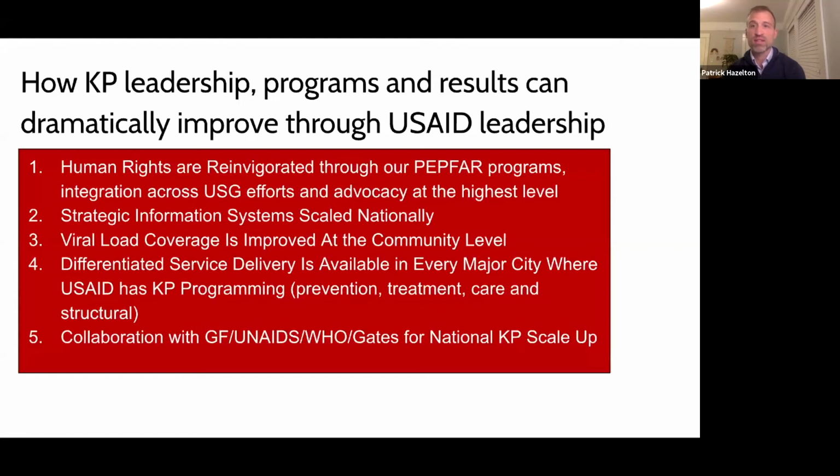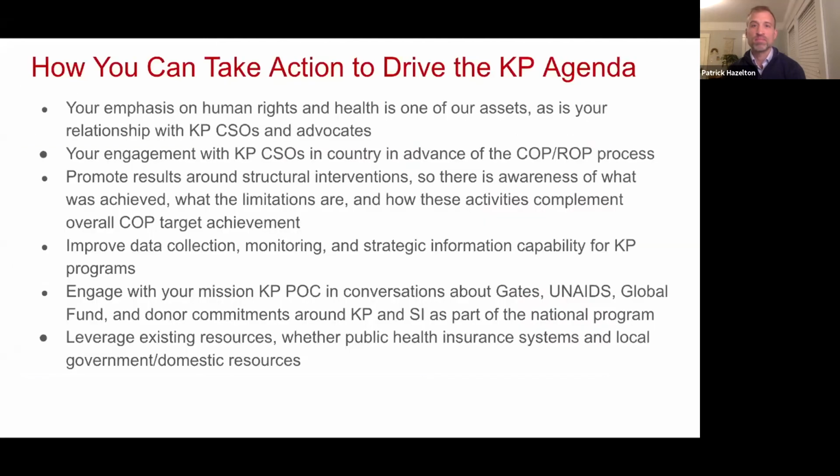Strategic information systems scale-up is quite an important element, and the DHIS2 e-tracker system that I just mentioned is one component of this. Viral load coverage is increasingly being reported on and improved upon for key populations, along with differentiated service delivery scale-up, as well as increasing collaboration with Global Fund, UNAIDS, WHO, and Gates around national KP scale-up in a variety of areas. And final slide.